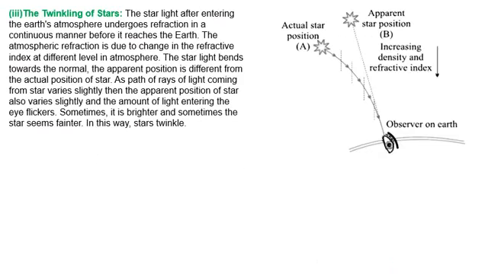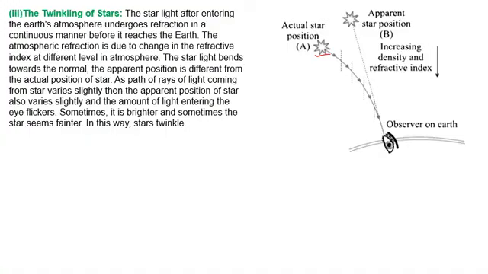Now coming to the twinkling of a star, this again tells about the refraction of light. We can see that the apparent position of the star is different. The star looks a little raised from its original position. Why? It is again due to the refraction of light.